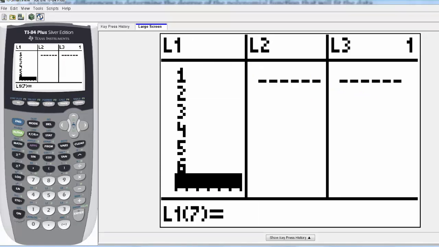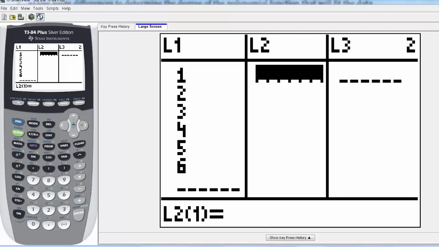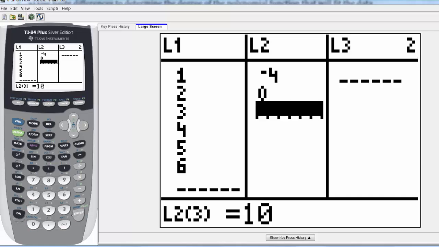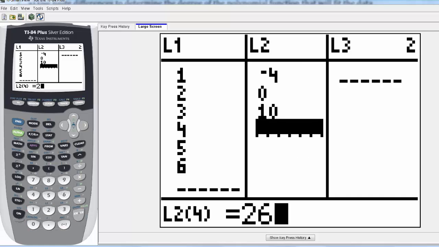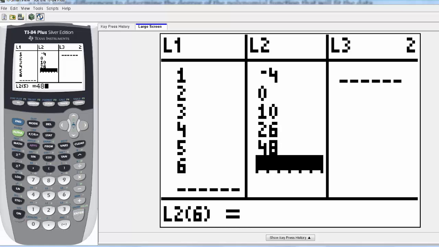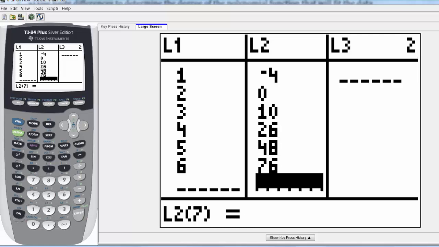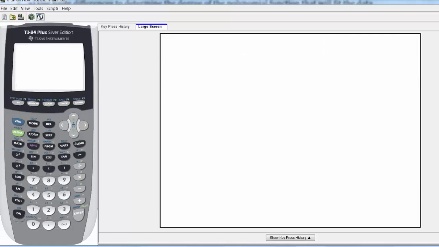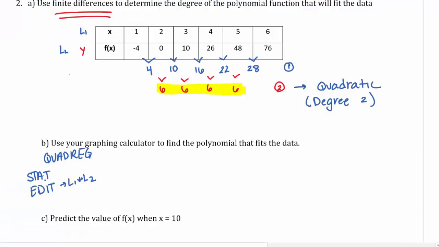And at this point in the video, you really should be following along on your calculator. Okay, and then I need to put all the y values in L2. So that was -4, 0, 10, 26, 48, and 76. Once I do that, I'm going to go to 2nd Quit, to my home screen, and now I have to do the quadratic regression, okay?